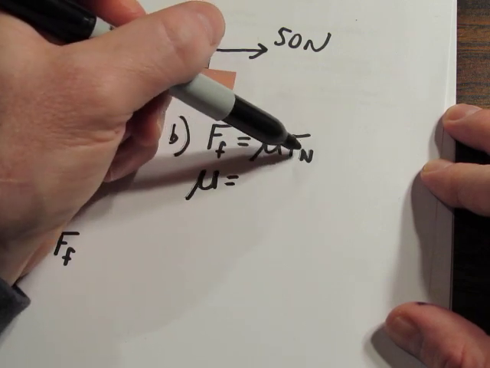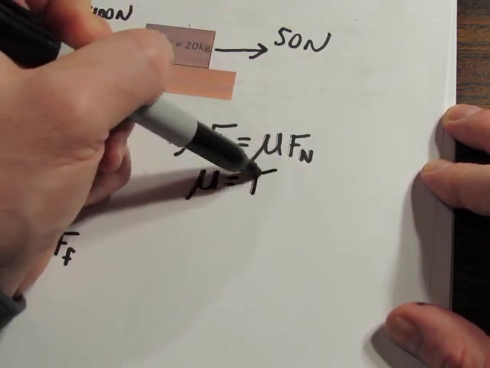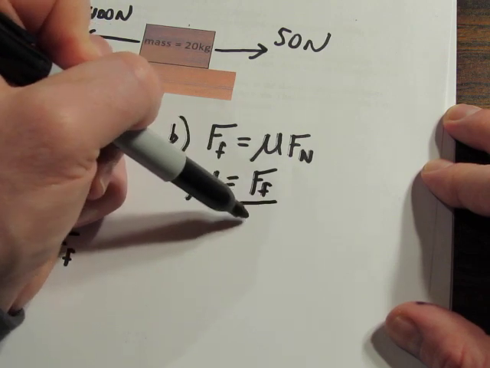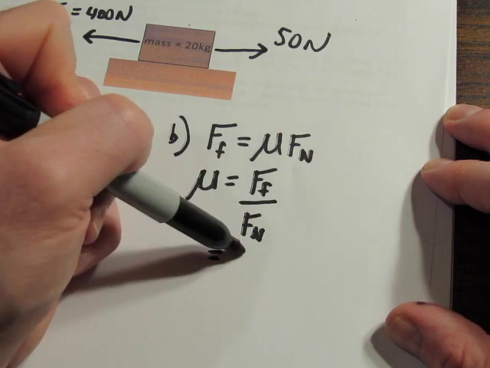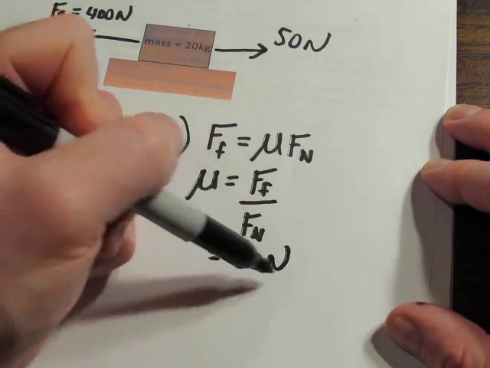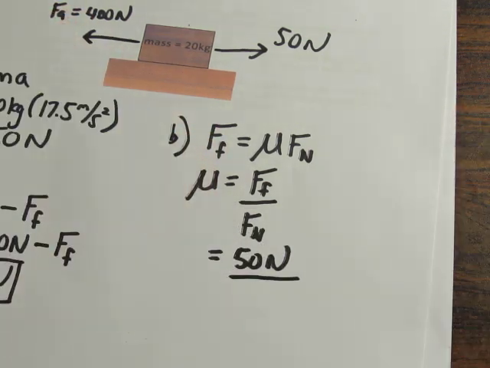Coefficient of friction, I'm going to take the normal force and bring it to the other side. That's force of friction divided by normal force. Well, we already have our force of friction. That's 50. What about our normal force? How do you get that?